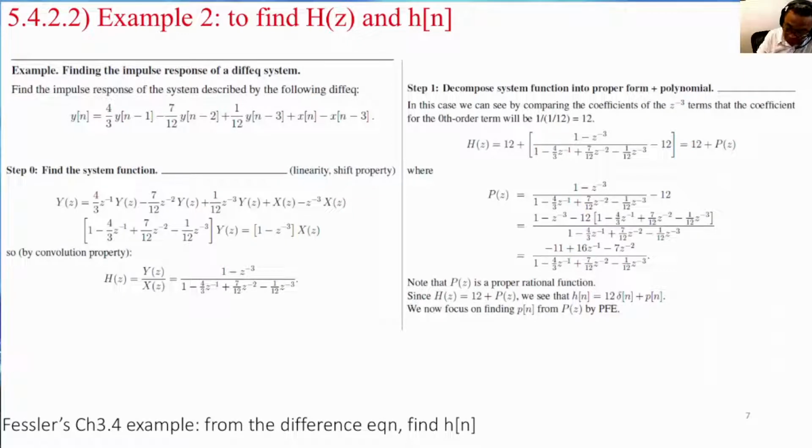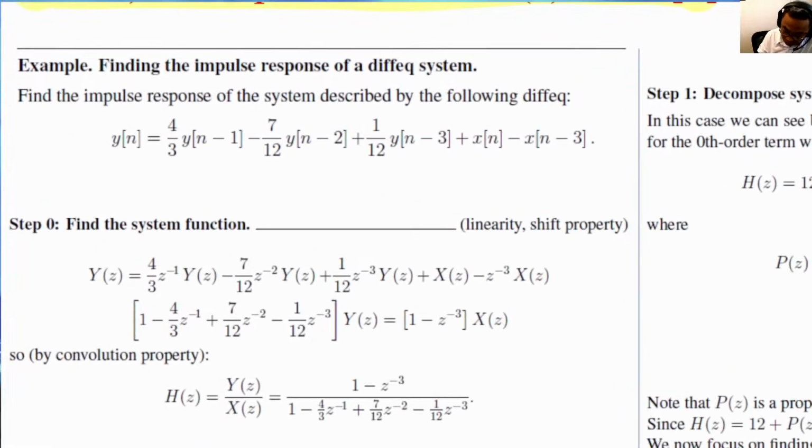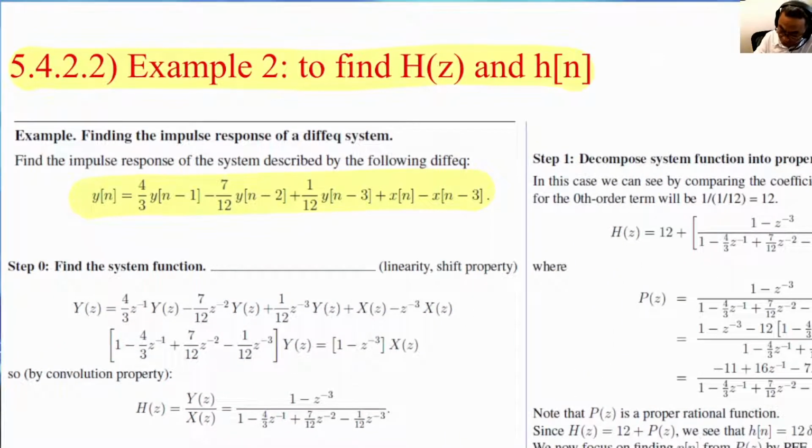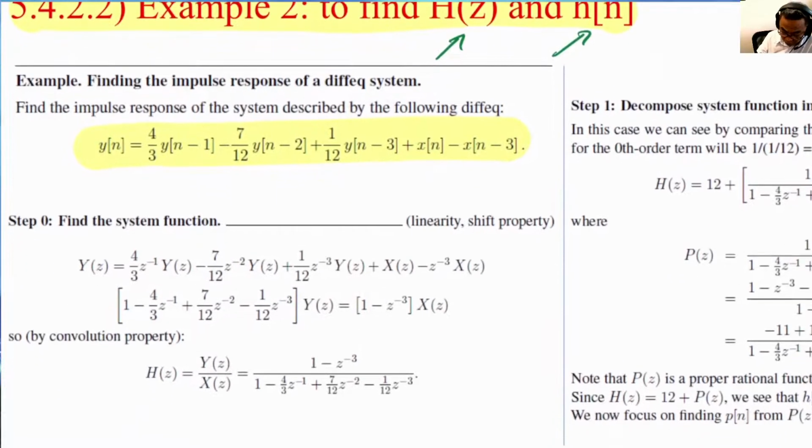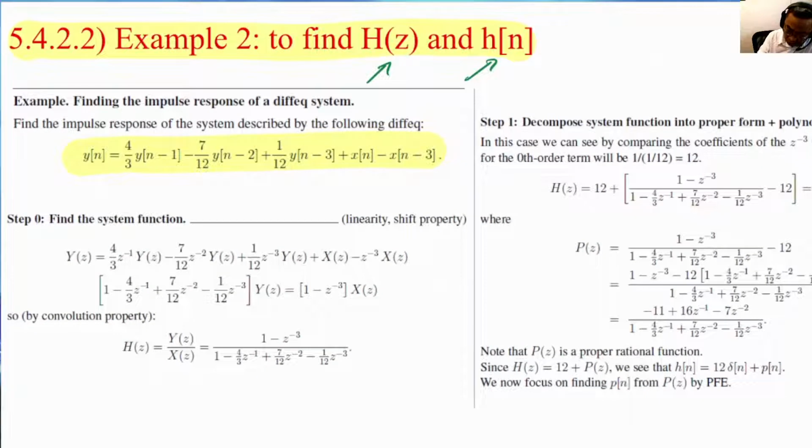This is example 5.4.22. Here we are given a constant coefficient difference equation, and we're asked to find the transfer function H(z) as well as the impulse response h(n). To find the transfer function, what we do is we take the Z-transform of this equation on the left as well as on the right.